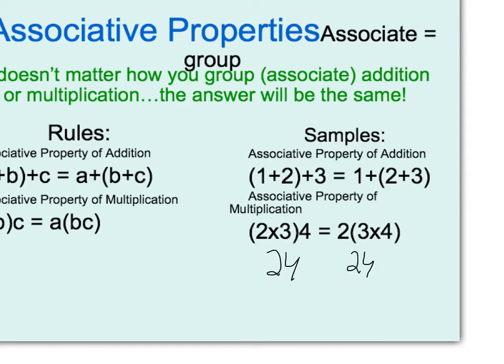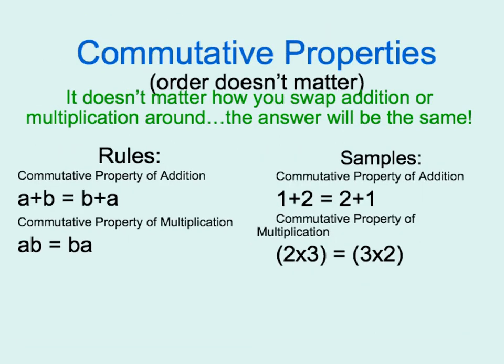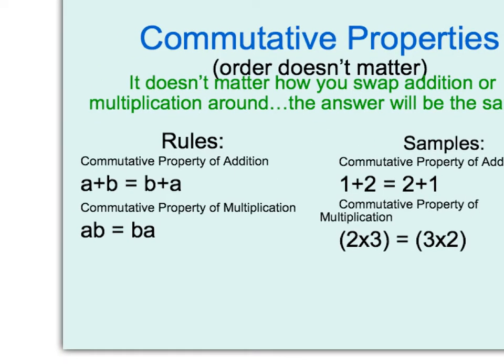Okay, next property is the commutative property. The commutative property is where order doesn't matter. It doesn't matter how you swap addition or multiplication around, the answer will be the same. For example, the commutative property of addition, A plus B, is the same thing as B plus A. Also with multiplication, A times B is the same thing as B times A.